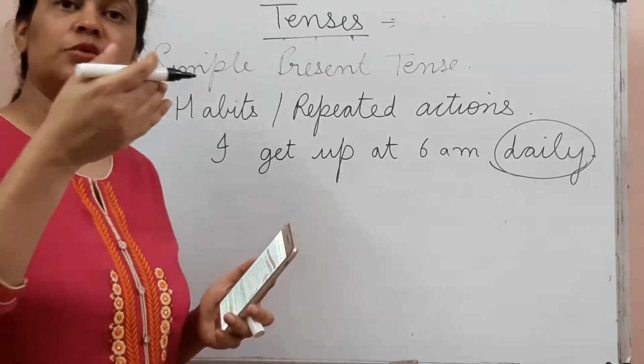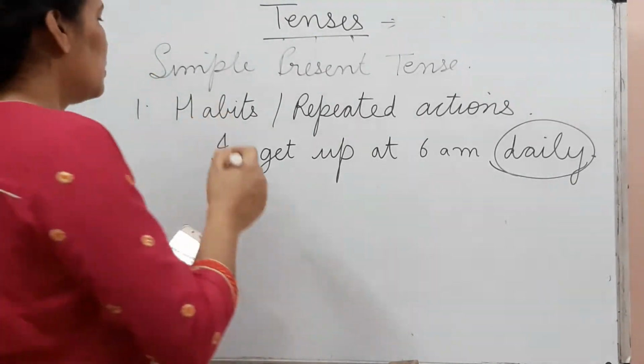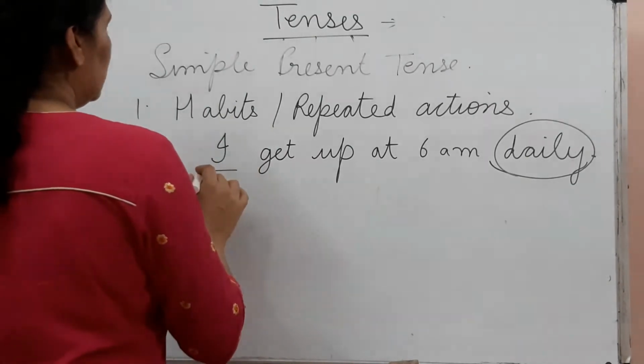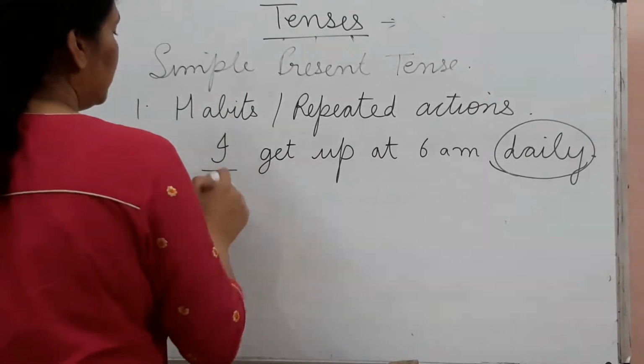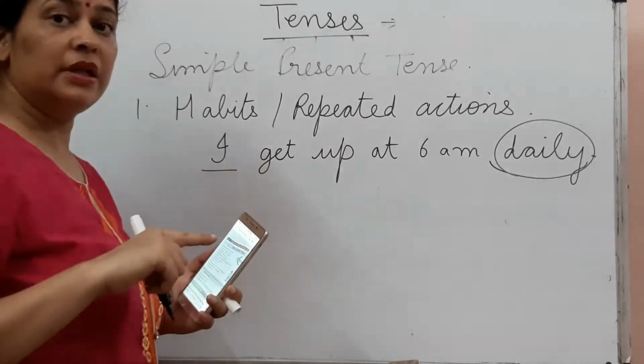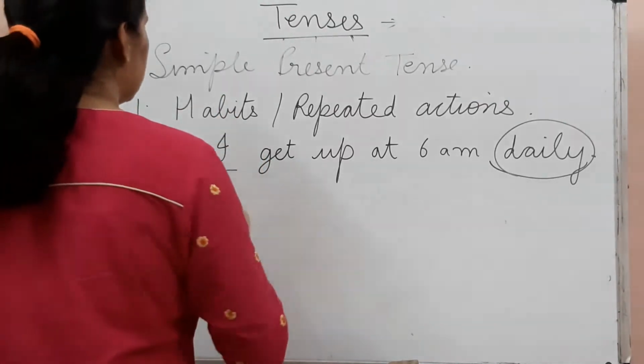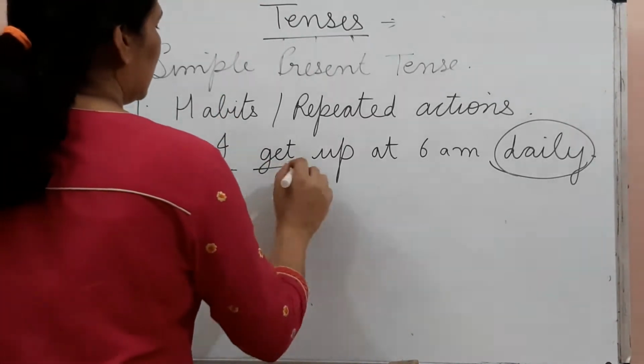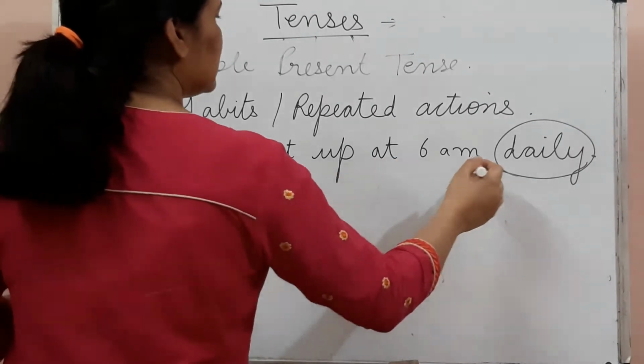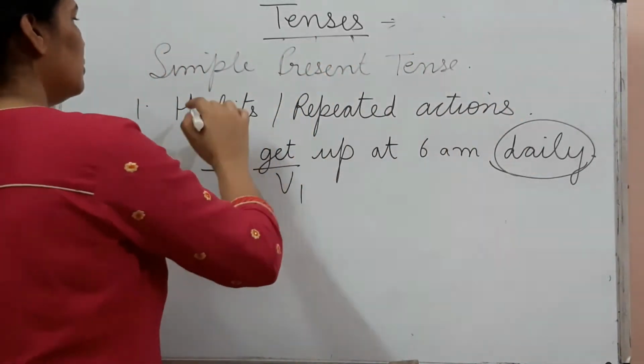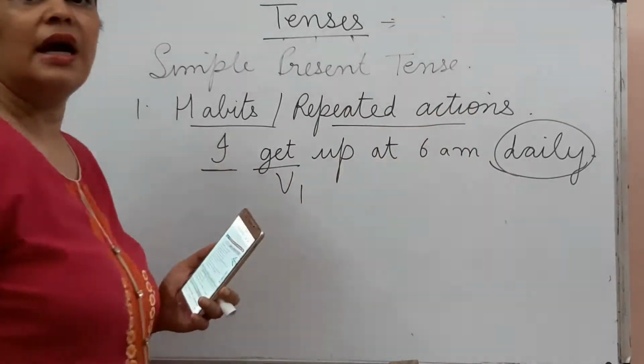So you are going to use the simple present tense. So we have here a singular verb, but "I" goes with the plural in the present tense. Remember that I is plural. So with I we have V1, and then it is 6 a.m. daily. So remember that it is used for habits and repeated actions.